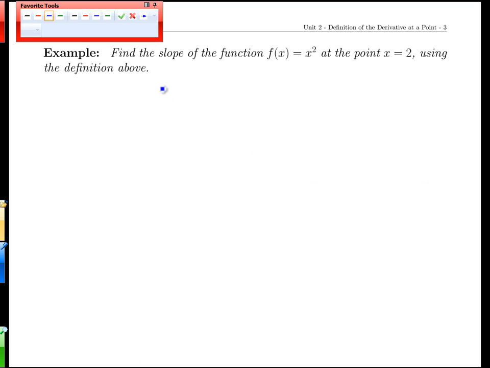Let's do a quick example. So we're going to use that definition to find the slope of the function y equals x squared at the point x equals 2. So what we have here is f of x is equal to x squared. Never hurts to have a little perspective on the side. That's our classic parabola, x and y. We're going out to 2, and there's going to be some slope at that point. We are interested in knowing the slope of the tangent line at x equals 2.